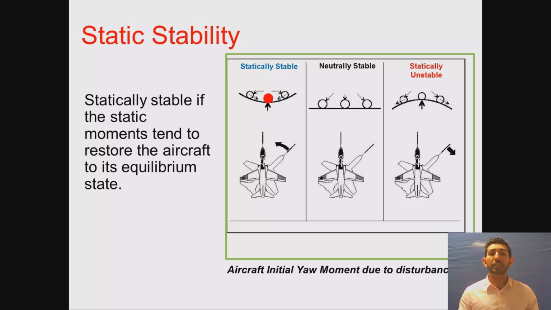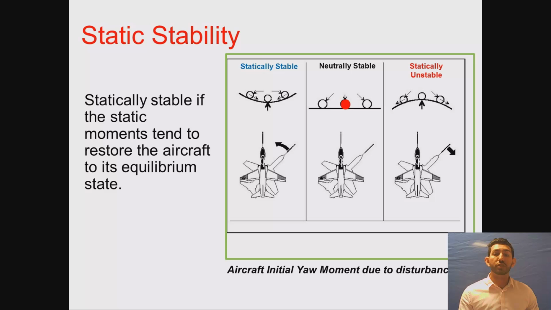Now, focusing just on static stability, it is essentially the initial tendency of the aircraft. So, just looking at your moment, static stability would be where the initial tendency is for the aircraft to return back. If you're looking at it in terms of longitudinal, it would essentially be the tendency for it to return back to straight and level flight.